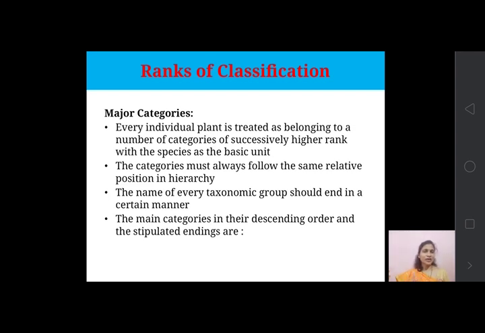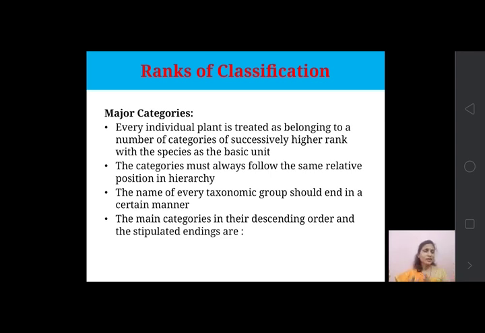So there are various ranks of classification. In descending and ascending order, we have seen earlier that from species up to the kingdom, these are the categories or taxa. There are certain levels. Species is the lowest level rank and the kingdom is the highest. Above the species there is a genus, then family, then order, then class, then division, then kingdom. So this is the rank of classification.